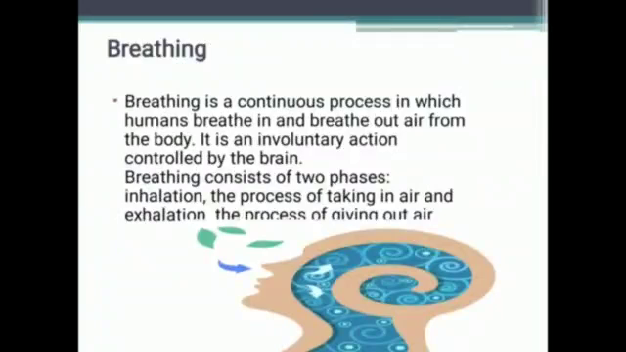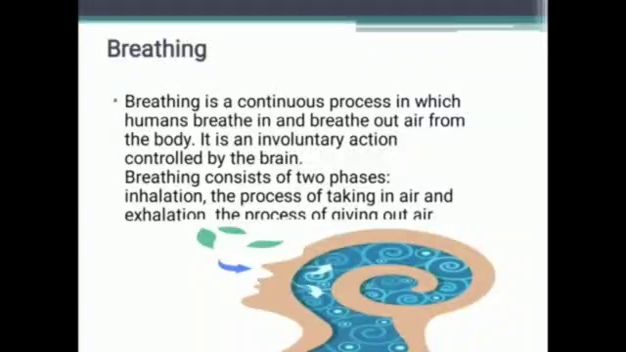First, breathing. What is breathing? Breathing is a continuous process in which humans breathe in air and breathe out air. It is an involuntary action, which means it is controlled by the brain. You cannot survive for long without breathing. Breathing means taking in air rich in oxygen and giving out air rich in carbon dioxide with the help of respiratory organs.